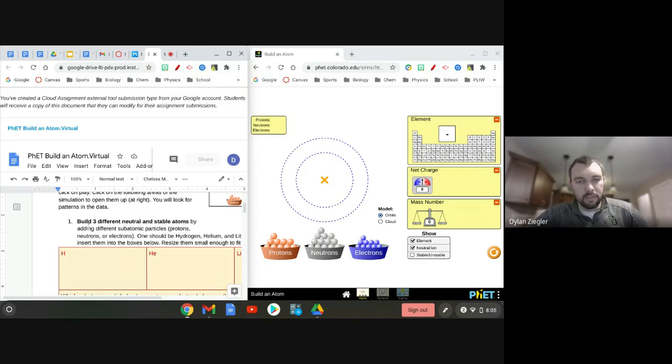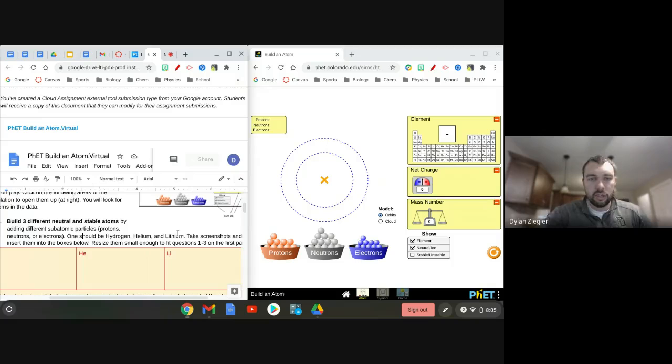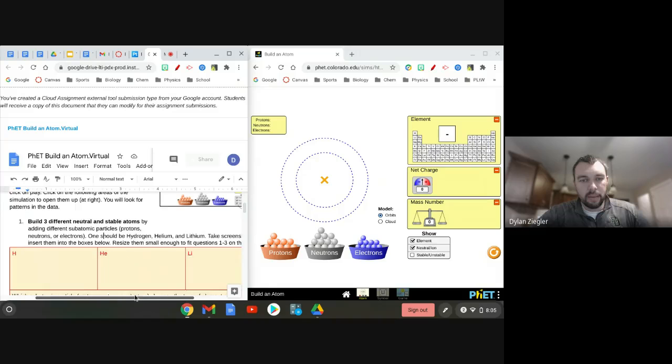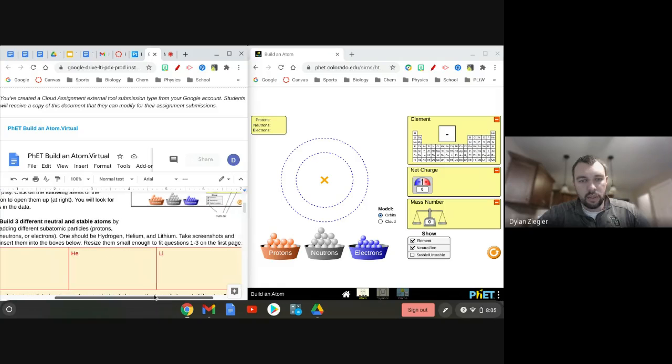All right, so question 1: build 3 different neutral and stable atoms by adding different subatomic particles, protons, neutrons, or electrons. 1 should be hydrogen, 1 should be helium, and 1 should be lithium. Take screenshots and insert them into the boxes. Resize them enough to fit questions 1 through 3 on the first page.